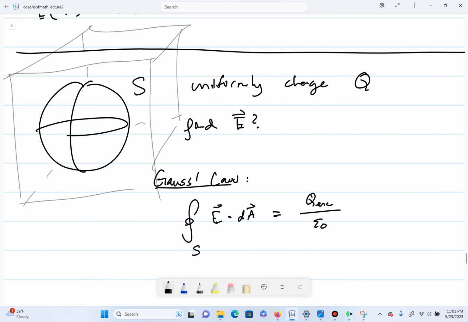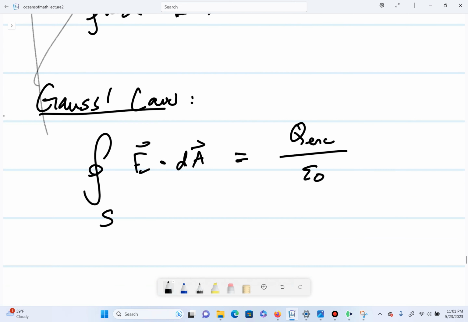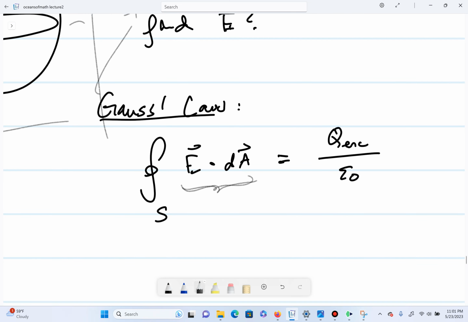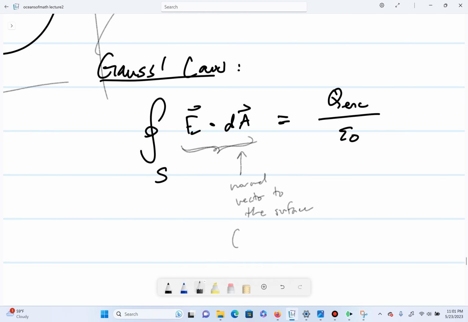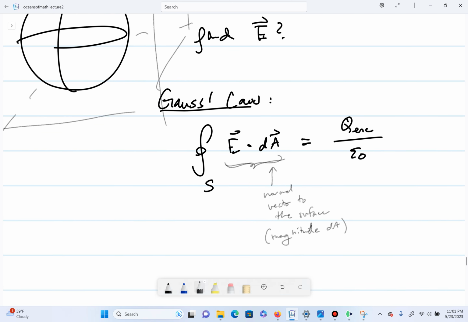Now, we have a sphere here. We don't want to integrate over a cube because we need to exploit the symmetry in E dot dA. The reason why Gauss's law is so useful is because we can look at this integrand here, E dot dA, and exploit some of its symmetries. So dA is the normal vector to the surface with magnitude dA, where dA is the familiar differential area.